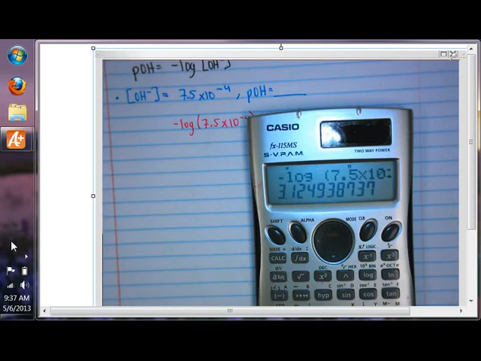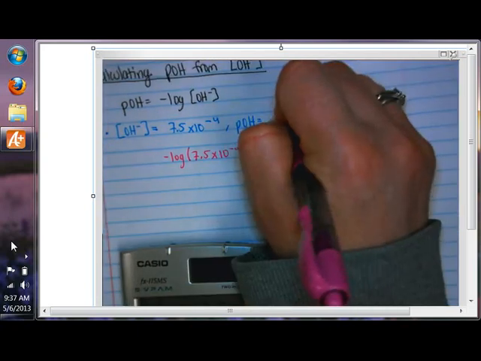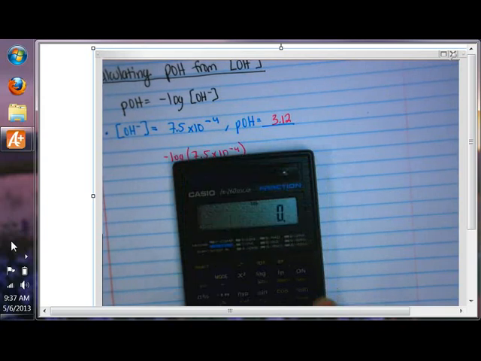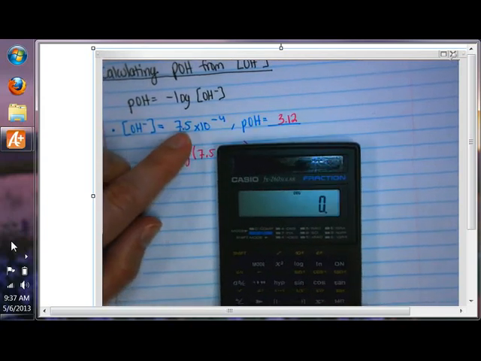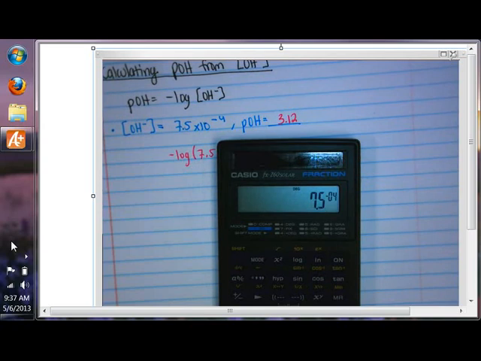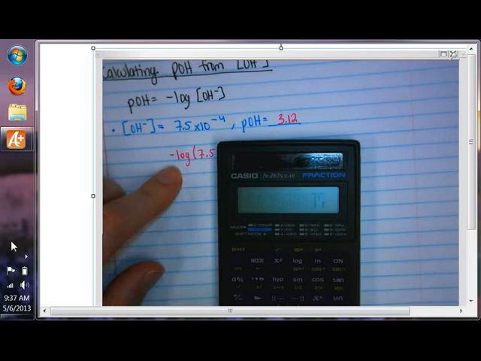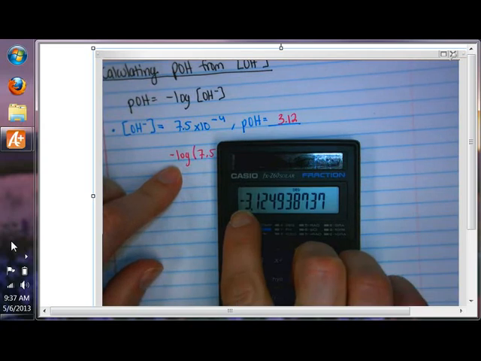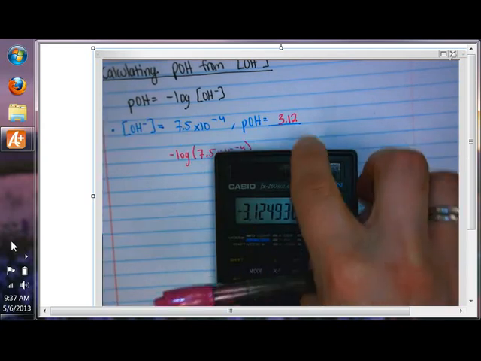If you have a calculator like this, you would type in the number first. So I type in my concentration of hydroxide, which is 7.5 times 10 raised to the 4 negative. Okay, and once I have that number in there, then I can go ahead and hit my logarithm. So I take the log of that number. Notice it spits out a negative number, but since the formula is negative here, I just make it positive, and my pOH is 3.12.